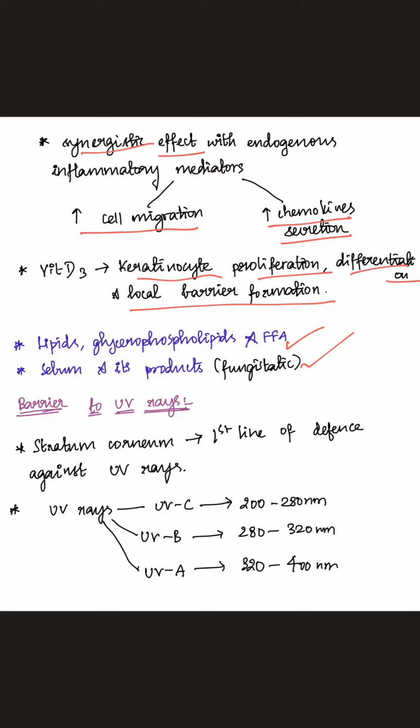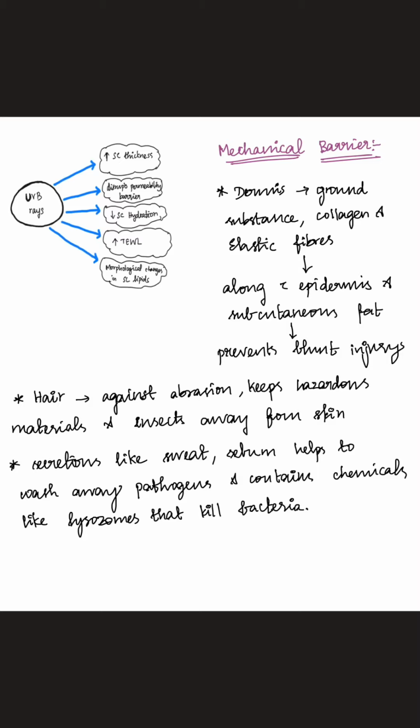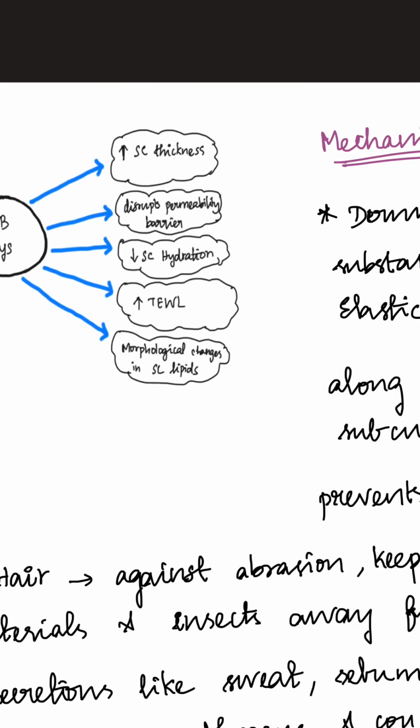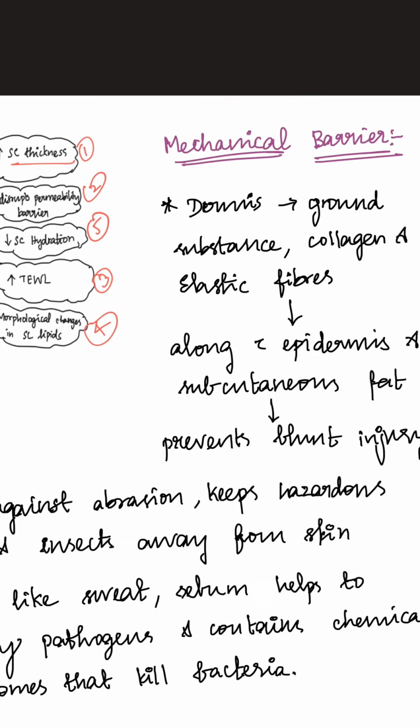We know that stratum corneum is the first line of defense against UV rays, and the wavelength of UV rays: UVA is from 320 to 400, UVB is from 280 to 320, and UVC is from 200 to 280. The effect of UV rays on skin includes that it causes an increase in thickness of stratum corneum and restricts the permeability barrier, increases transepidermal water loss, and causes morphological changes in the stratum corneum lipids, which all finally lead to a decrease in the hydration of the stratum corneum.